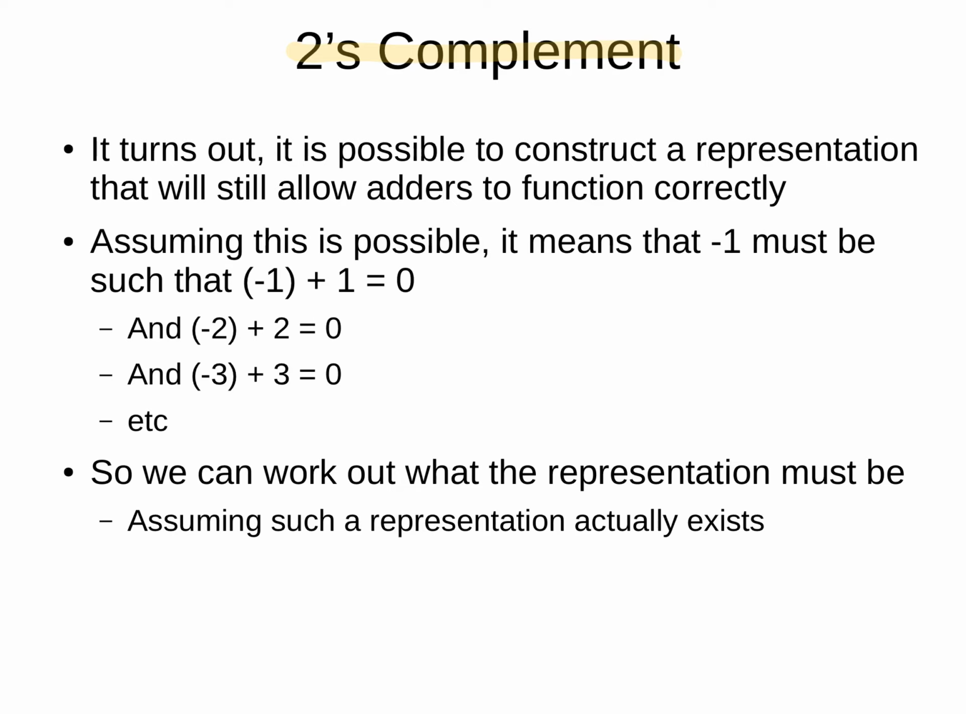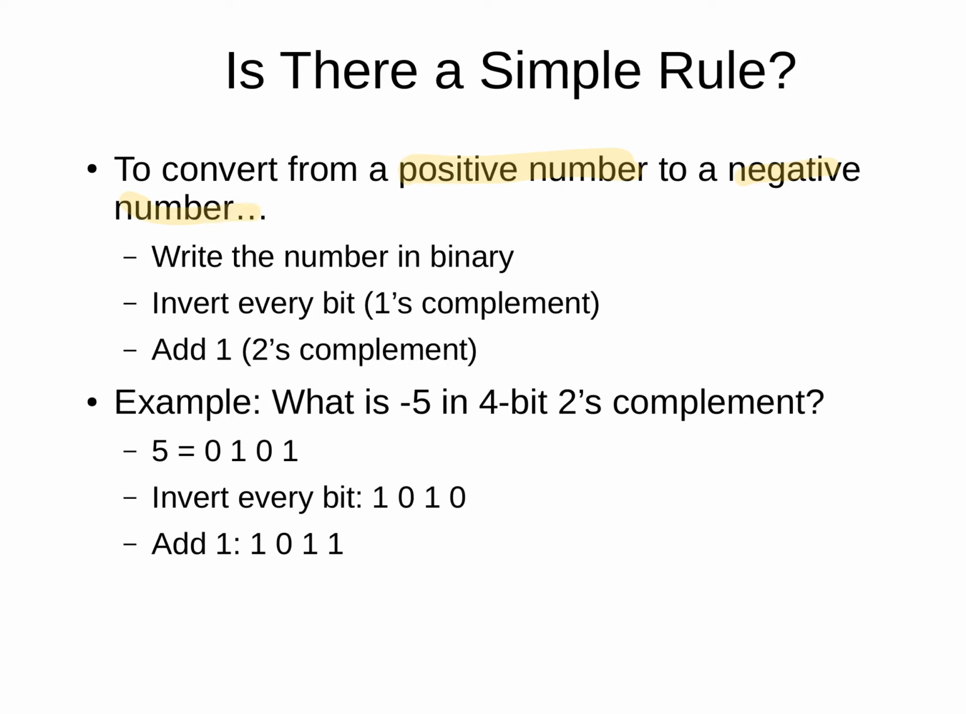It turns out that this rule is dual to itself, so you apply it twice and you're back to where you started, but I'm getting ahead of myself. Let's just start. If I want to convert from a positive number to a negative number, all I do is write the number in binary, invert every bit, and what I get is known as 1's complement. Then I just add the number 1, which gives me 2's complement, and helps explain why it's called 2's complement.